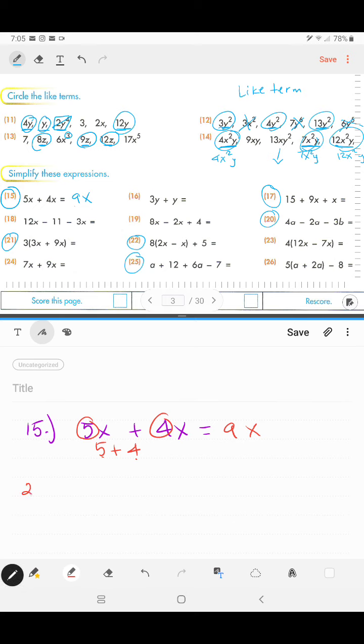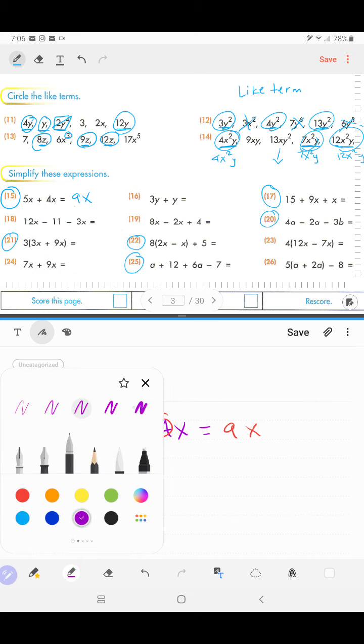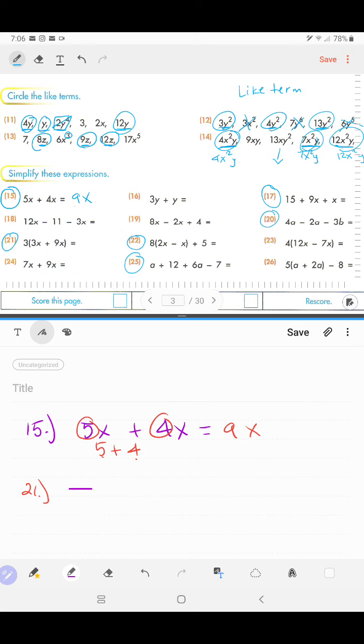Number 17. So you guys go ahead and do 16 because it's the same as 15, just with a y. For 17, you've got 15 plus 9x plus x. So for this one, whenever you see an x or a letter by itself, there's always an invisible 1. So it's never actually by itself. There's an invisible 1 there. So make sure you put invisible 1.